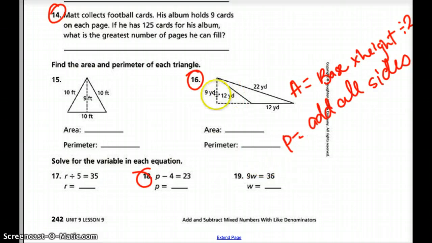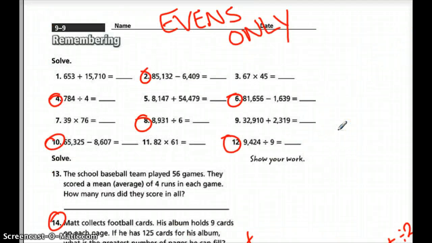Okay, the height of this triangle is right here. This is your height. Okay, the straight up and down line is your height. When you find perimeter, you'll use the slanted side. As soon as you're finished today, make sure you're working on IXL. If you have questions, raise your hand.